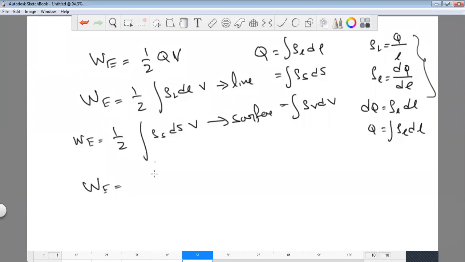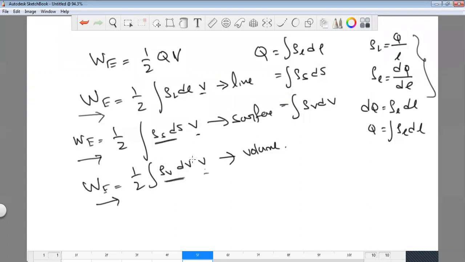So W_E equals, what is the value here? Integral rho_v dv times V. This is for the volume integral. So when you take the work done for line charge, surface charge, and volume charge: 1/2 integral rho_l dl times V, 1/2 integral rho_s ds times V, 1/2 integral rho_v dv times V. Simply we are substituting the Q value in this equation.